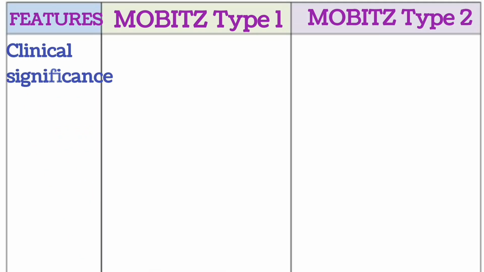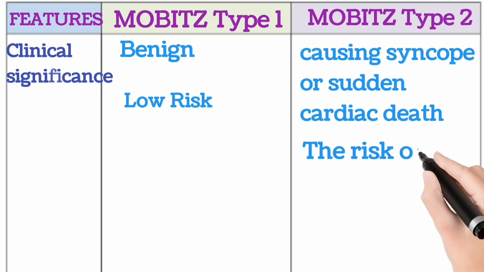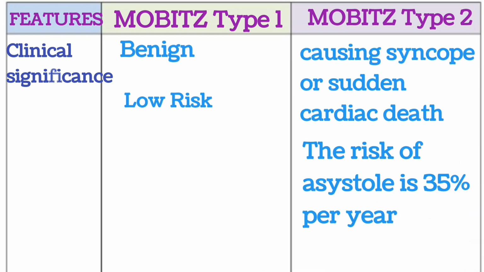Mobitz type 1 block is usually a benign entity with minimal hemodynamic disturbances. But Mobitz type 2 is a serious condition. The risk of asystole is around 35%. The onset of hemodynamic instability may be sudden and unexpected in Mobitz type 2, which causes syncope or sudden cardiac death.